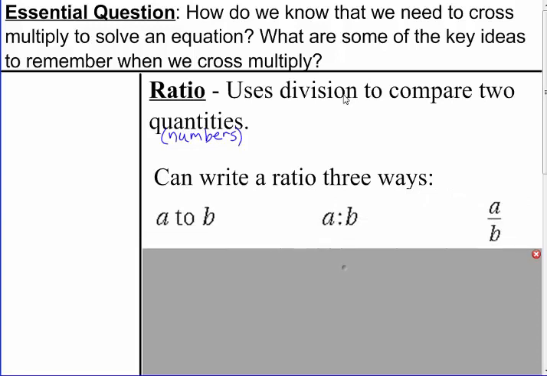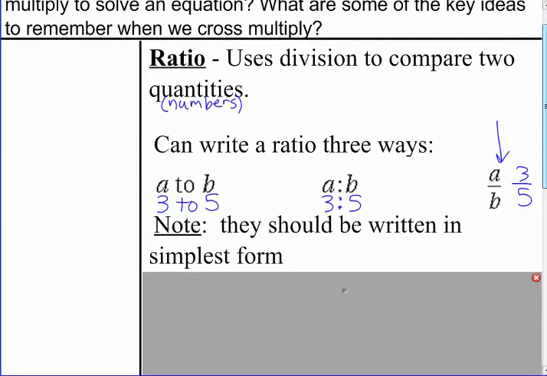So you can say A to B, or 3 to 5, for example, or 3 to 5 with a colon in the middle, or 3 to 5 as a fraction. This is the one that we are going to use more often, since it allows us to do some other comparisons and calculations later on. But if you're just talking about a ratio and a comparison of 2 numbers, these other 2 formats are acceptable.